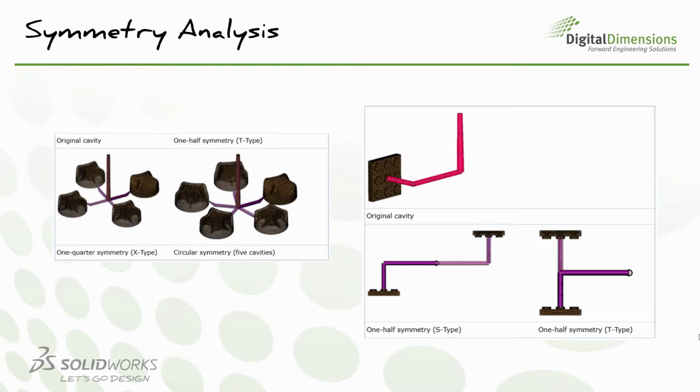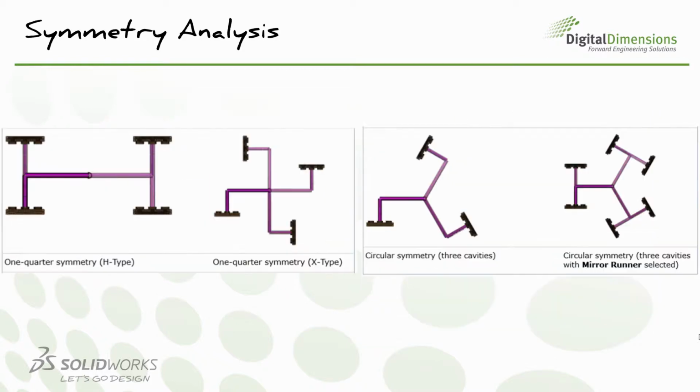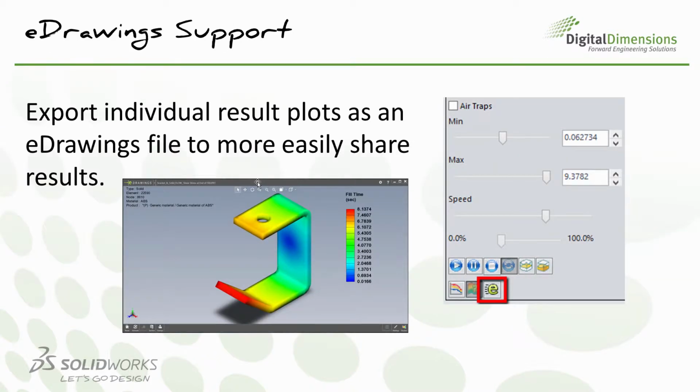Here are some additional orientations that can be modeled using the new Symmetry Analysis option in Plastics. The next new functionality to cover is we have eDrawings support now in SolidWorks Plastics. That's right, we can go in and open our results, and at the bottom of the results pane we have an opportunity to choose to save to an eDrawings file.